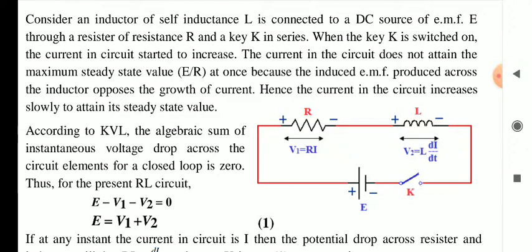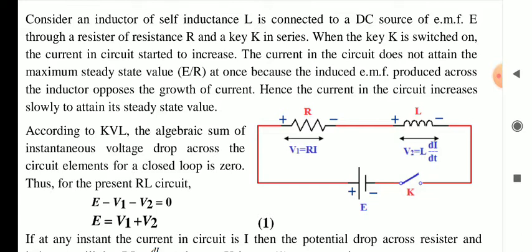So in the figure, we can write that the voltage drop across the resistance, which we have taken as V1, is equal to I into R. Similarly, the drop appearing across the inductance is V2, and that is equal to L into di by dt, where L is the self inductance of the coil and di by dt is the rate of change of current.